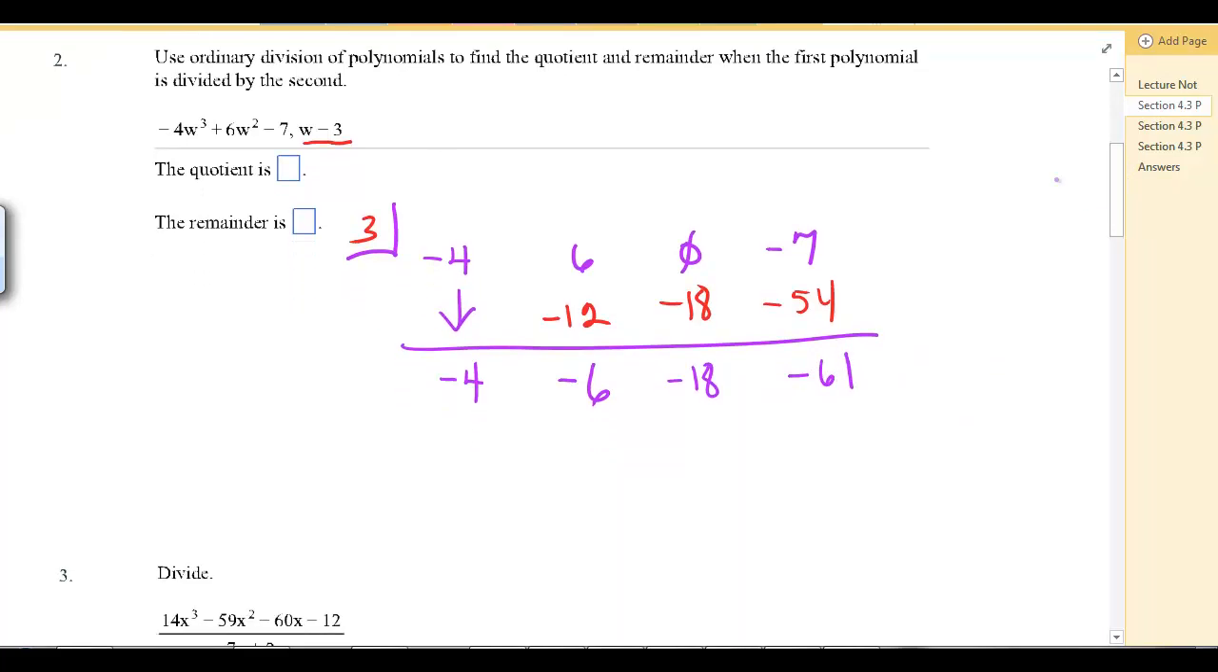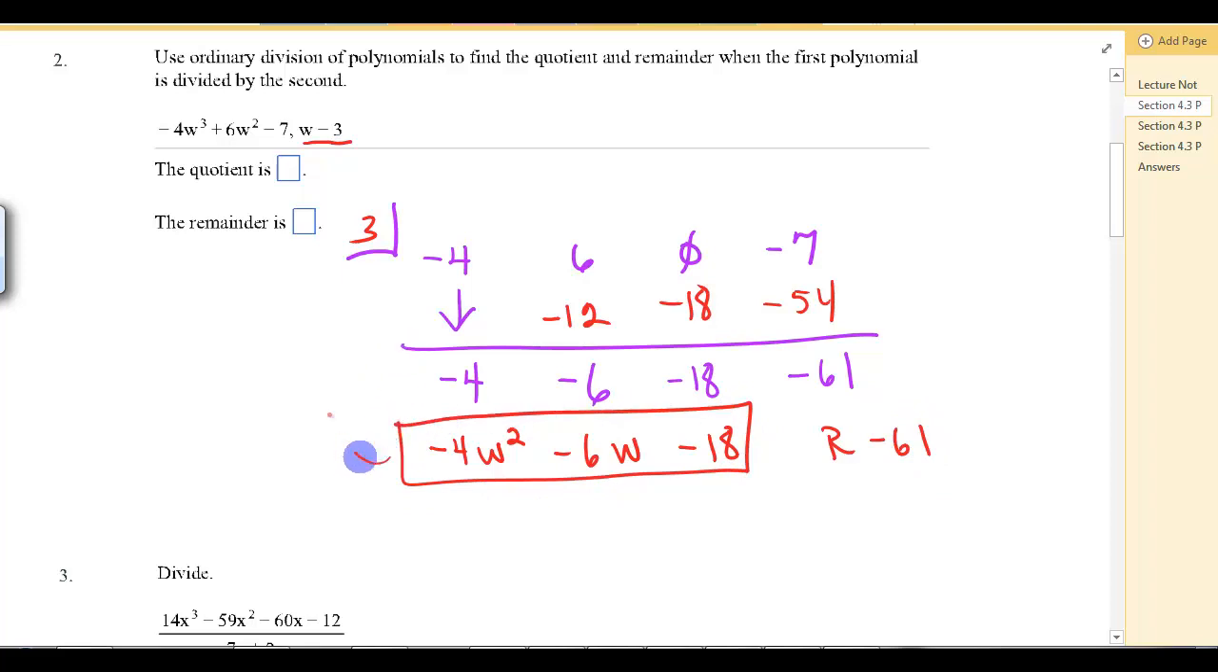All right, we started with w cubed, so we end up with w squared. So we have negative 4w squared minus 6w minus 18, remainder negative 61. So this is the quotient, and it is going in that box there. And then the remainder is going to go in the other box. All right?